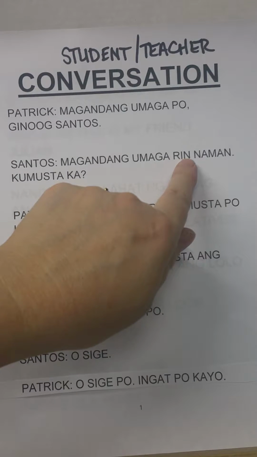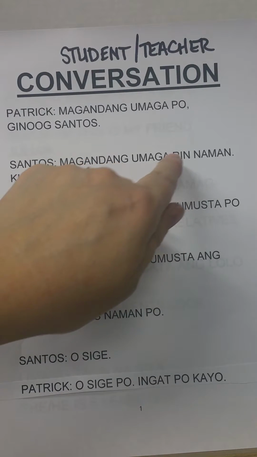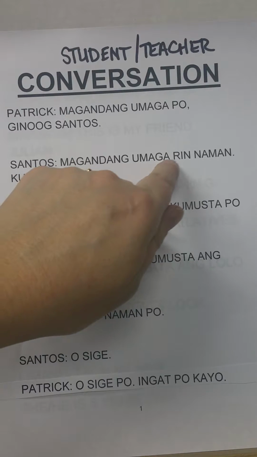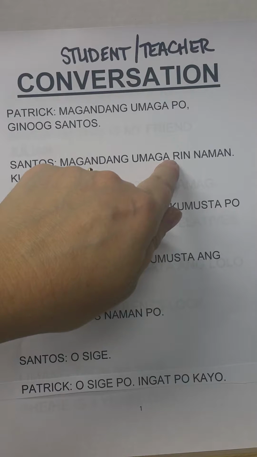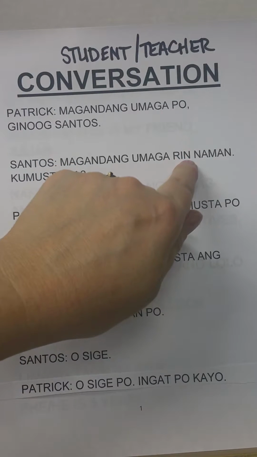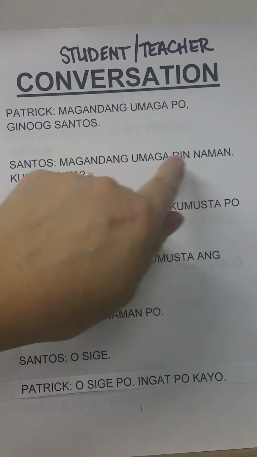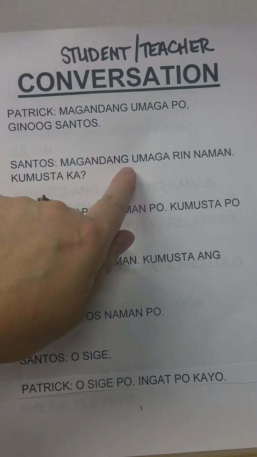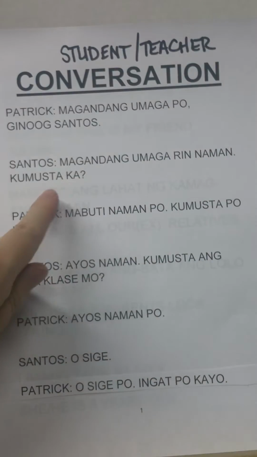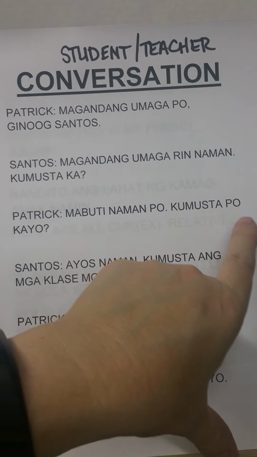Now remember, rin and din is the same word. We just use the R, rin, after a word that uses a vowel at the end. If this letter was a consonant, you would use a D-I-N here, din. That's the only difference. So, magandang umaga rin naman. Kumusta ka? Good morning also. How are you? Mabuti naman po. Kumusta po kayo?